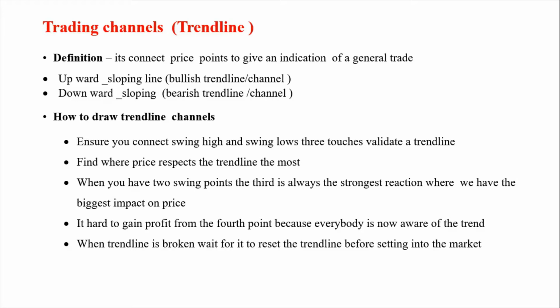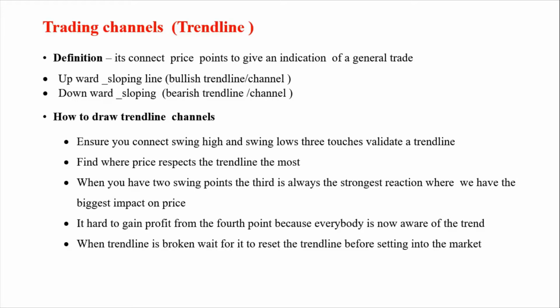When we talk about the upward sloping line, it is a line that indicates the bullish direction, that the market is heading in a bullish direction. This type of trend line would be called a bullish trend line or a bullish channel. A downward sloping line is an indication of a bearish market, and this trend line will be called a bearish trend line or a bearish trend channel.